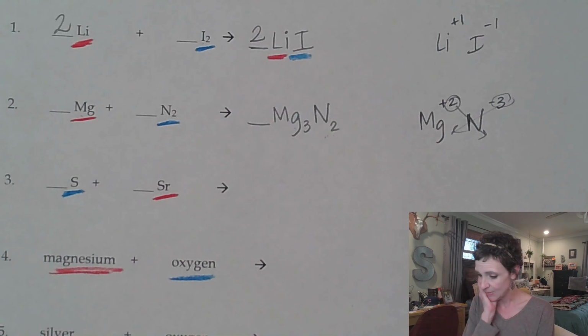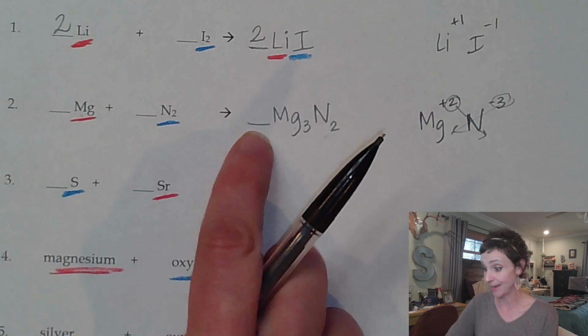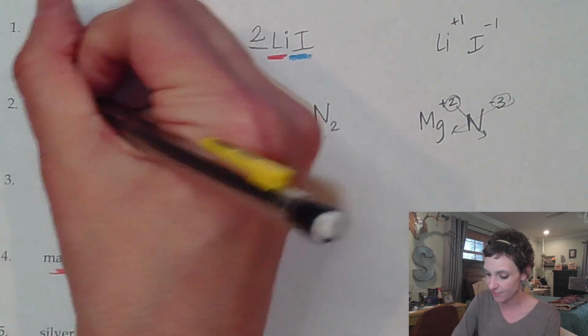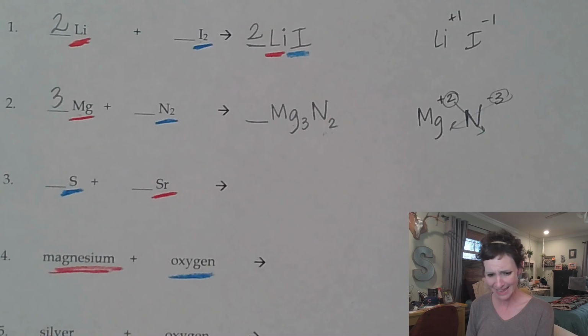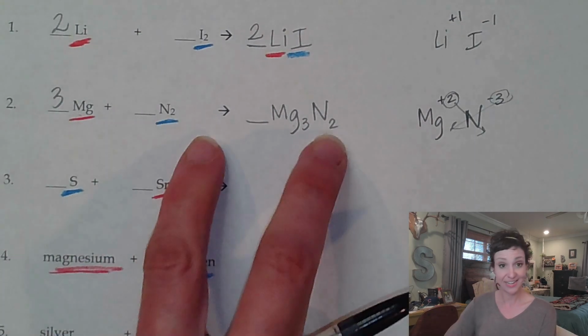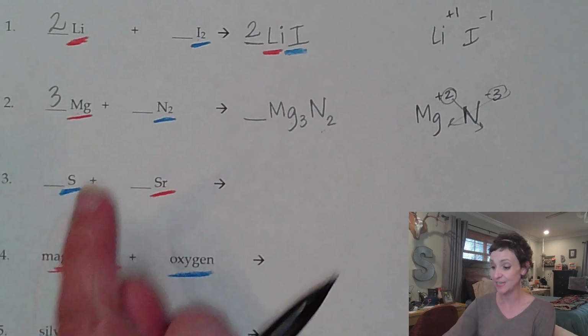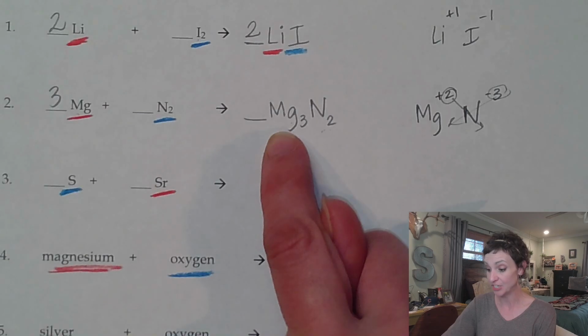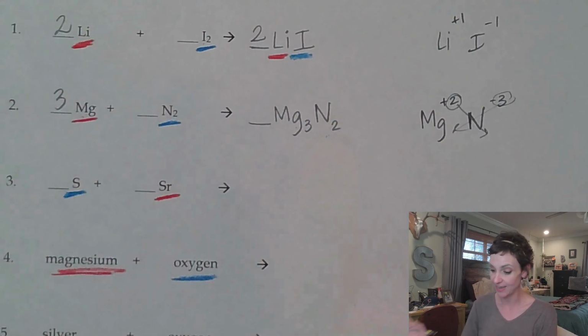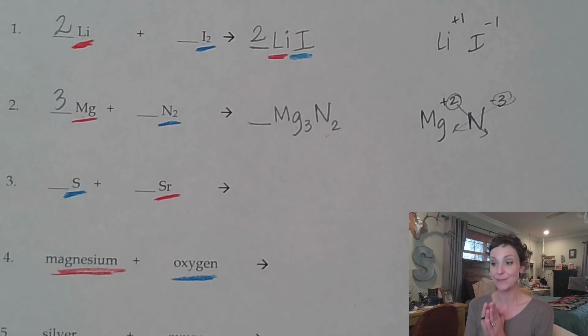It looks like, oh my goodness, I got 3 magnesiums on the product side, so how about I give myself 3 on the reactant side? And then I think we're good. Look, the nitrogens are already balanced, so we love that. We have written a synthesis equation for the formation of magnesium nitride. I love that. Okay, this one is one of my favorite ones.